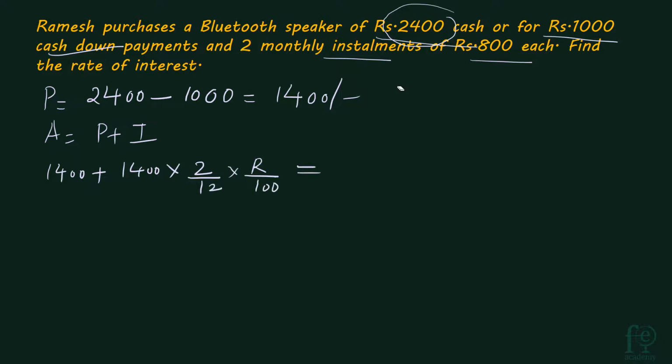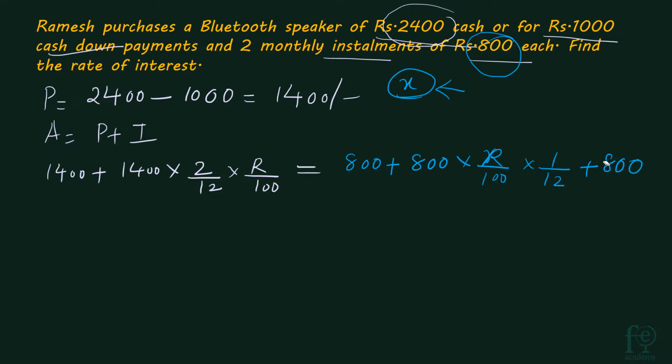What is the second formula for finding the amount? It will be on the basis of the monthly installment X. Here the monthly installment is given as 800. So the first month you have to pay 800 plus the interest for the remaining month, which will be 800 plus 800 into R by 100 into 1 by 12. And the second month you have to pay 800 rupees only. You need not pay the interest. First month you pay the monthly installment plus interest for the remaining 1 month, and second month you pay the monthly installment alone. So you get 800 plus 800 into R by 100 into 1 by 12 plus 800.